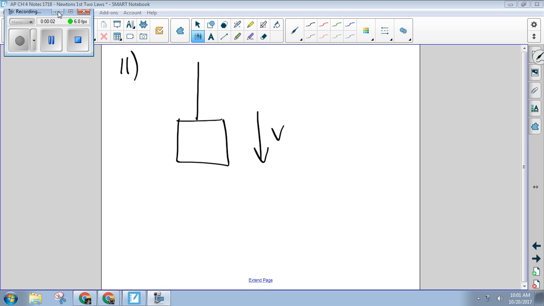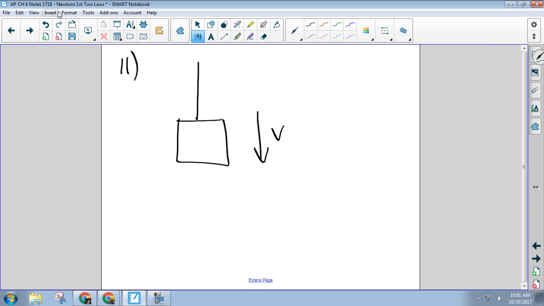Okay, so here we go. For section 4.1, number 11 is about an elevator that's descending and it's got a lamp hanging inside the elevator. Okay, fancy hotel or something. All right, so this one you gotta read it carefully.